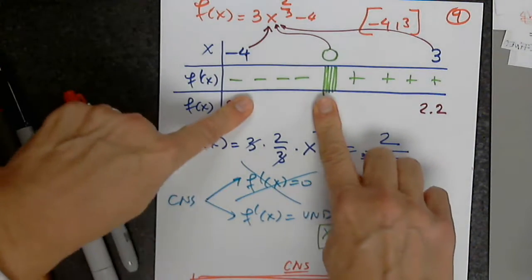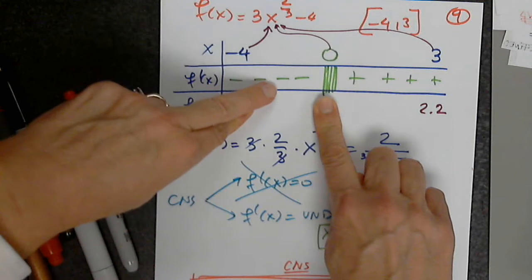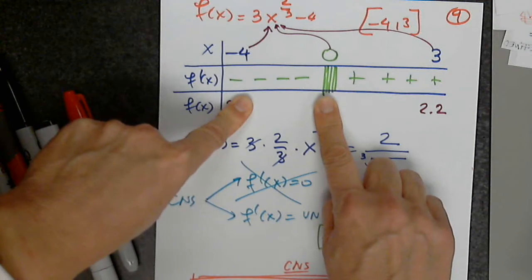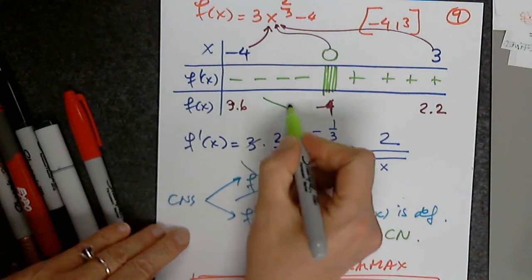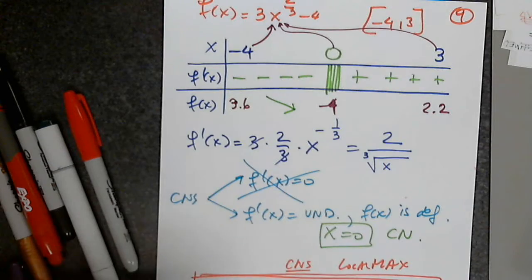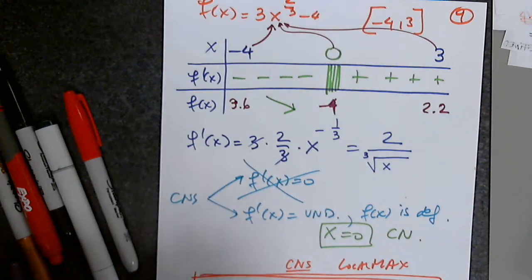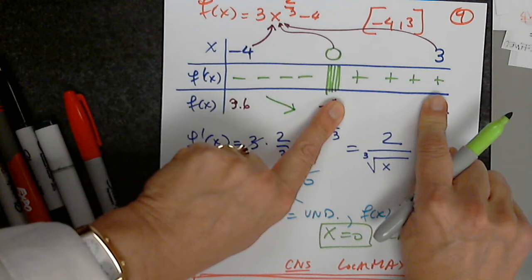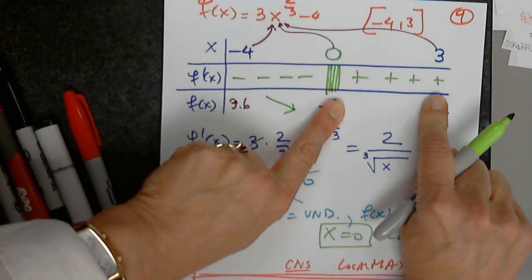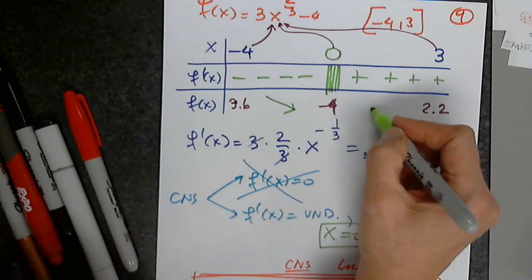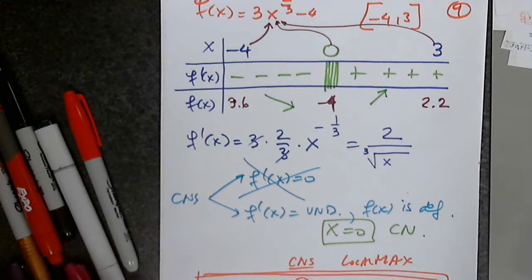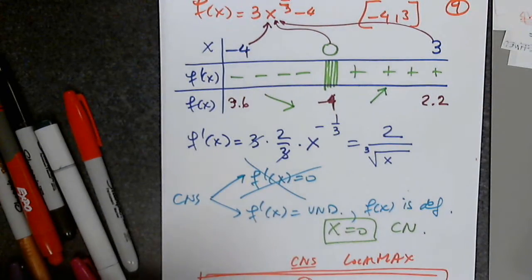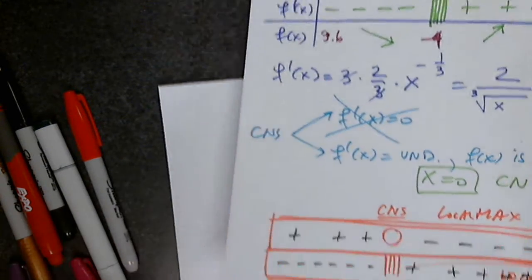Before I look at these numbers, what should the function do when the derivative is negative? The derivative is negative. What should the function do? Decrease. Does it? Between 3.6 and -4, does this function decrease? Good. What should the function do now when the derivative is positive? Increase. From -4 to 2.2, does the function increase? Perfect. So now I have to make my decision.